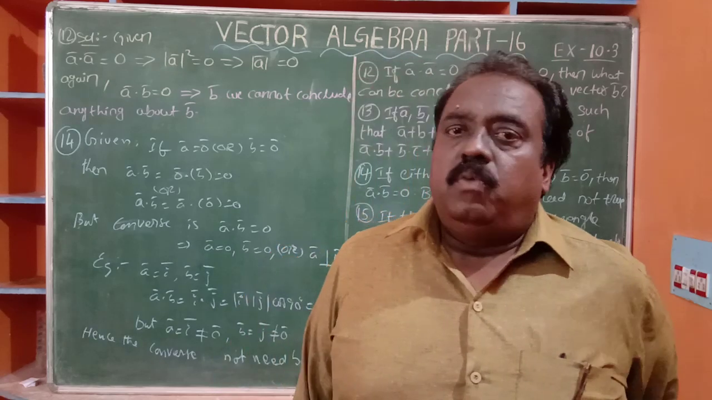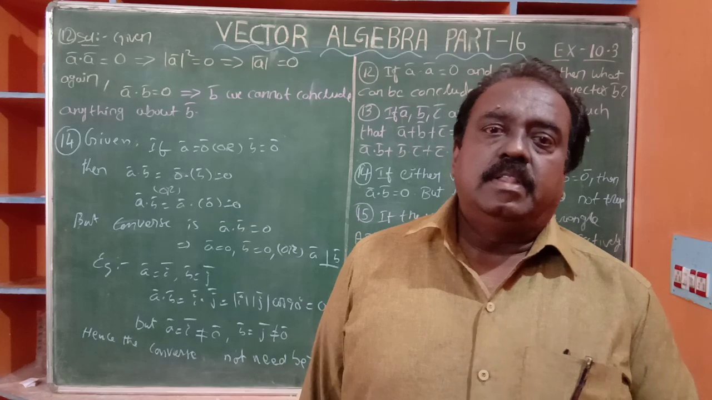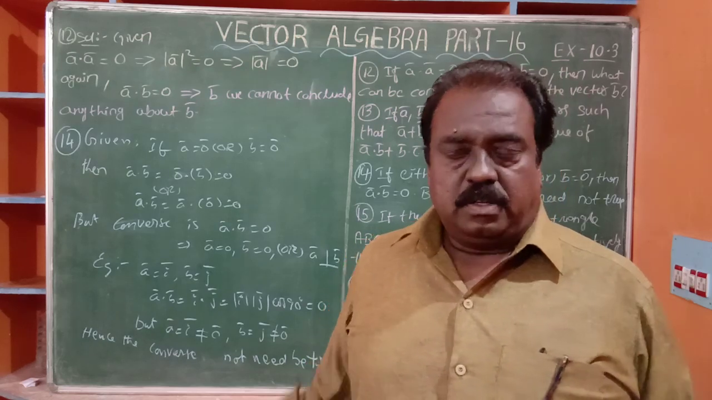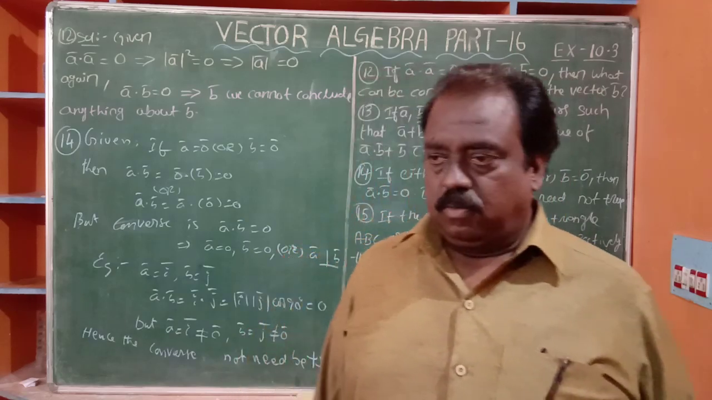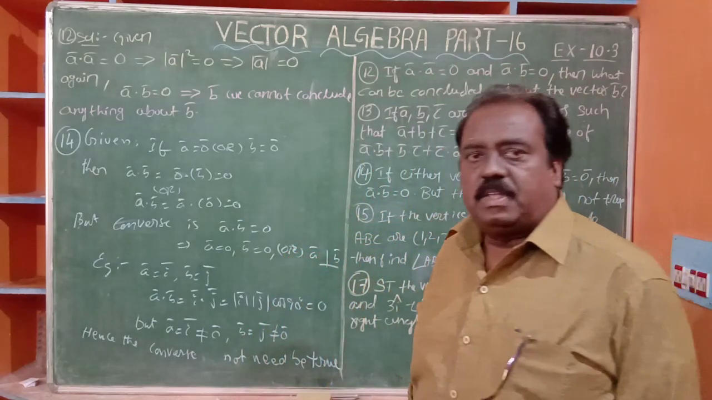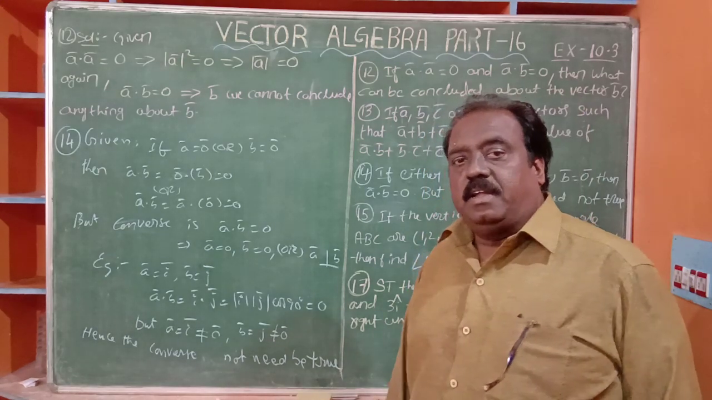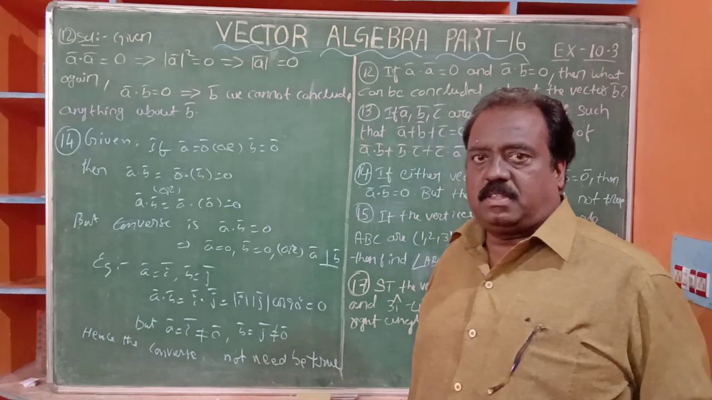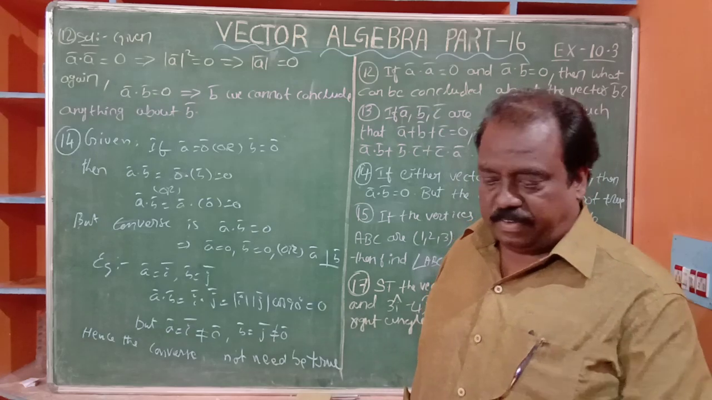We are in vectors. We completed 15 parts in the vector algebra. Now we start the 16th part. Here we solved some problems, 11 problems in the exercise 10.3. This exercise is based on the concept dot product.